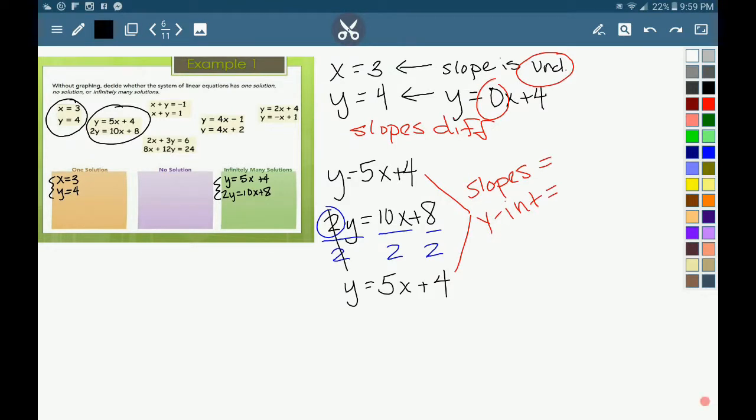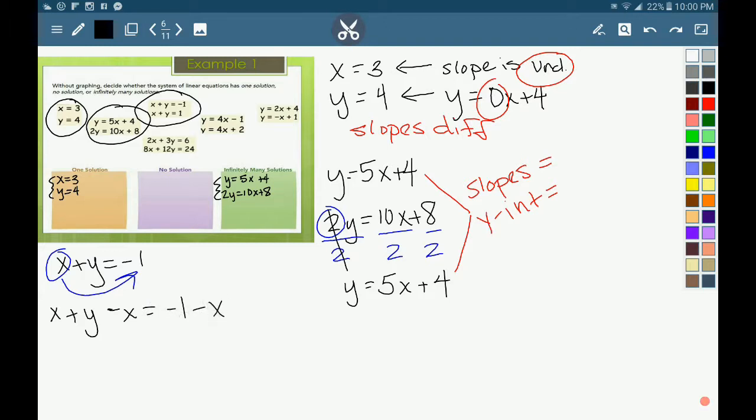Okay, so now I'm going to look at this one. I have x plus y is equal to -1. Well, in order to put that into y equals mx plus b, I need to take this x and move it to the other side. It's positive, so I need to subtract it from both sides. So I have x plus y minus x is equal to -1 minus x.